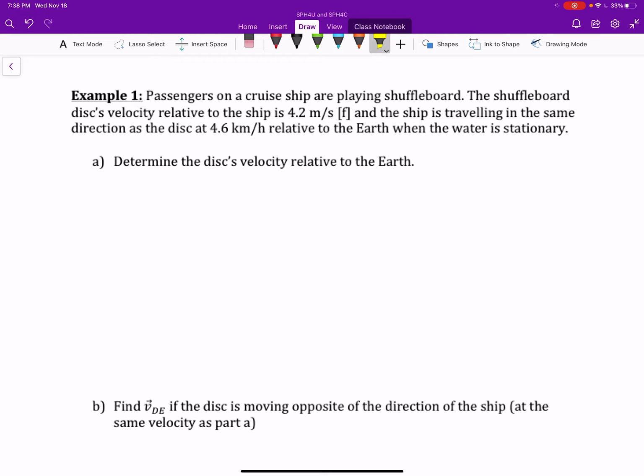Things to point out. We have a cruise ship, or less specific, we have just a ship. We'll just call it some sort of ship. It's on water, and people are playing shuffleboard. Then we're interested in the motion of a disc of shuffleboard, one of the game discs. And we have the two velocities given to us, and we're told the direction that they are moving in. We are asked to find the disc velocity relative to the Earth.